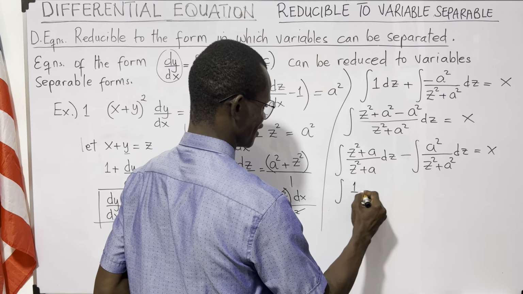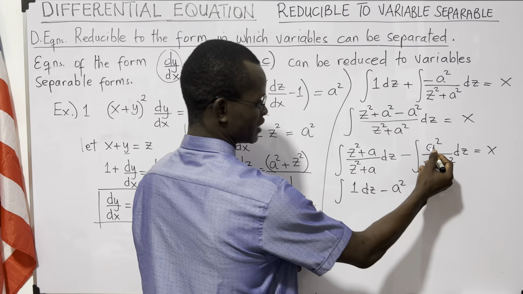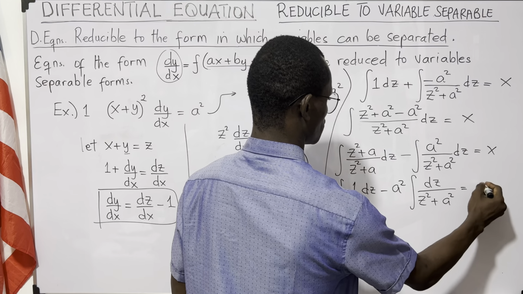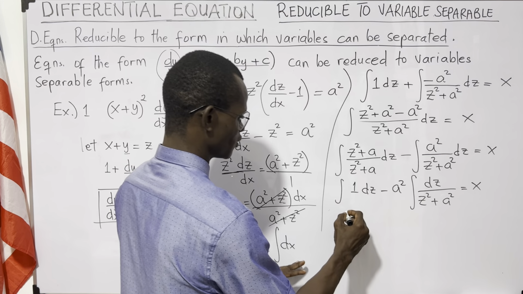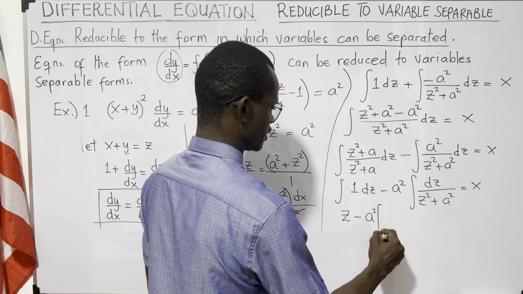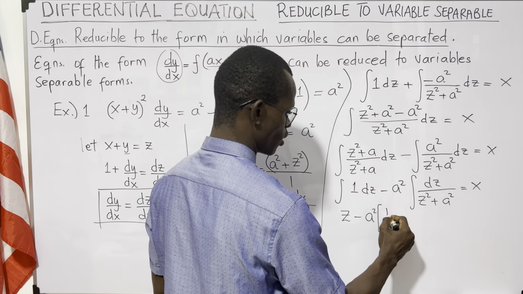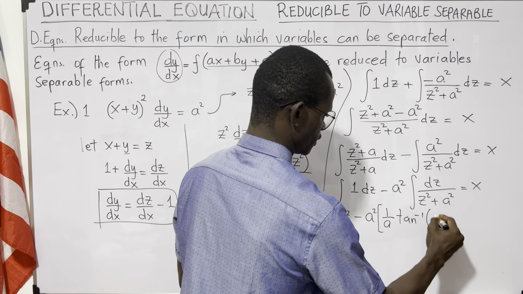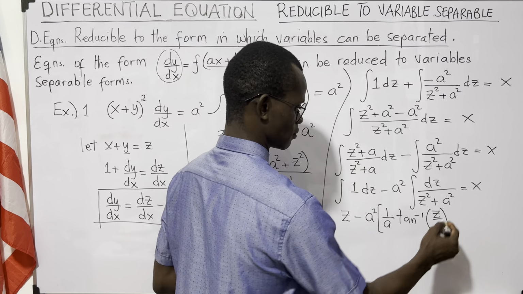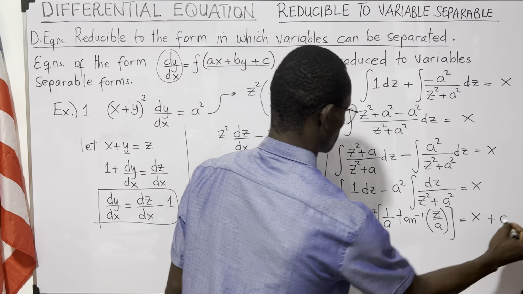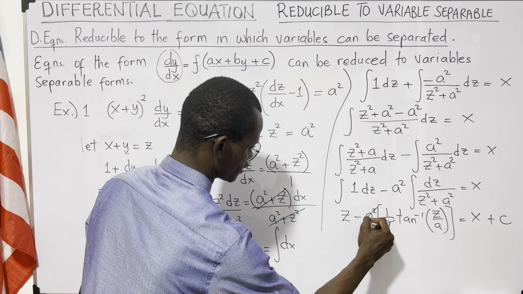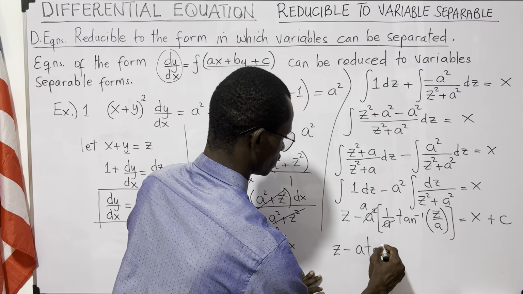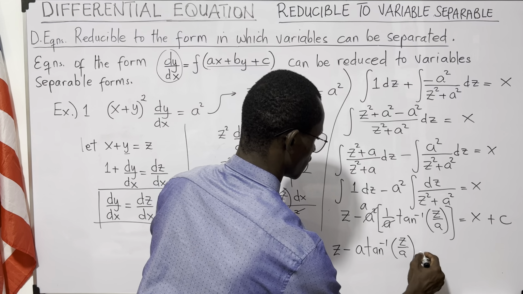So this is the integral of 1 dz minus a squared, which comes outside because a is a constant, the integral of dz all over z squared plus a squared, equals x. Now the integral of 1 dz is just z. The integral of dz all over z squared plus a squared is just 1 over the constant, tangent inverse of the variable over the constant, equals x plus some arbitrary constant c. So we can reduce this. This will cancel a. So we have z minus a tangent inverse of z over a equals x plus c.